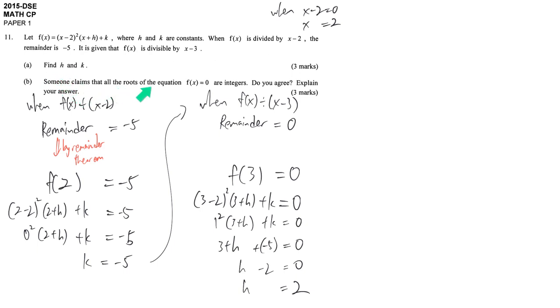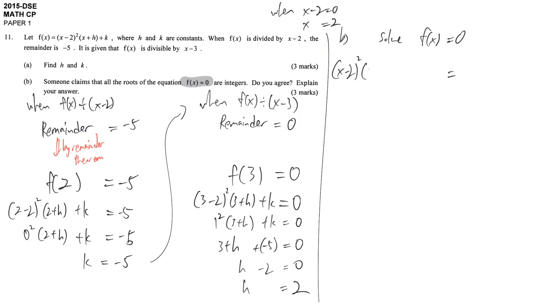Someone says that all the roots of the equation are integers. So our focus should start from this equation. We are considering f(x) equal to 0. So part B, we are solving f(x) equal to 0. We know the full function already because we have h and k, so we just update the information. f(x) is (x minus 2) squared times (x plus h), which is plus 2, and then plus k, that means minus 5, equal to 0. We are going to solve this equation.